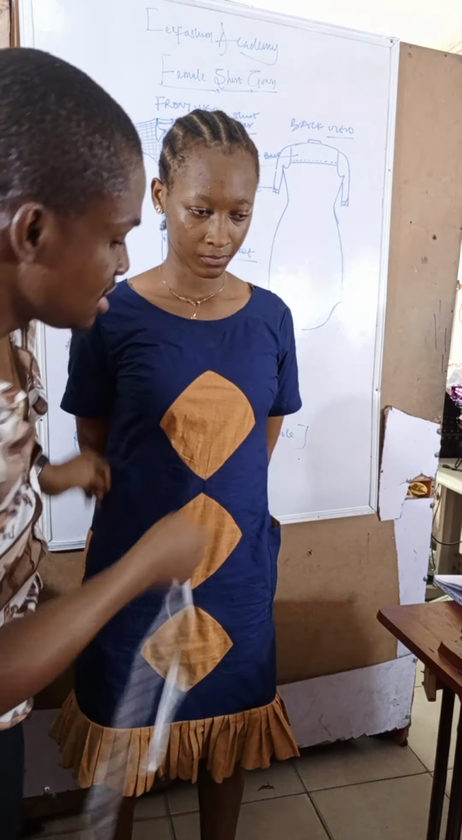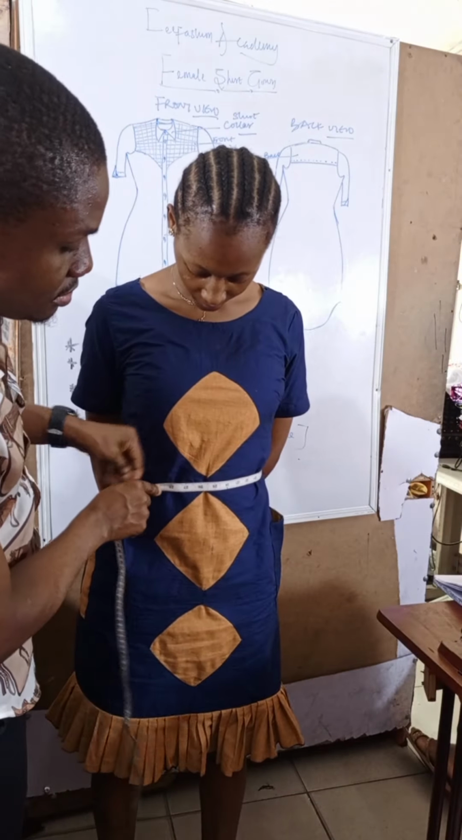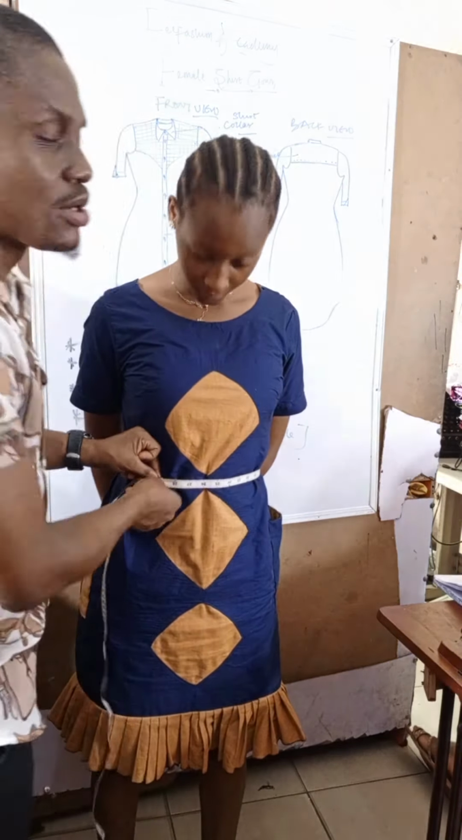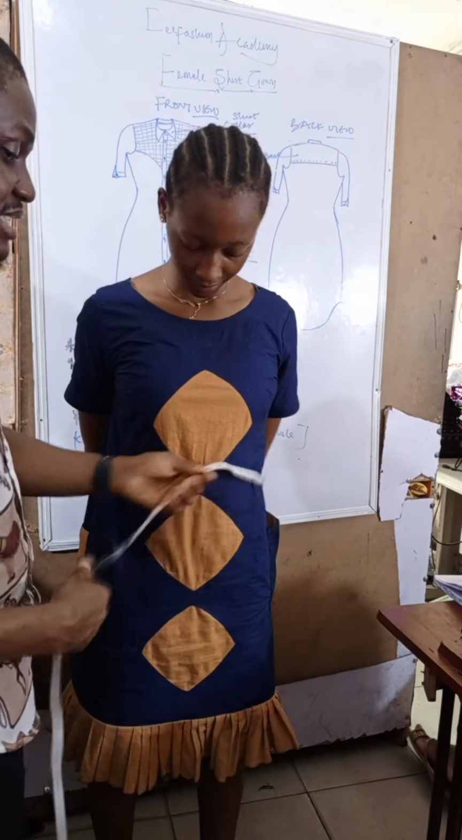So immediately, take your tape and place it around that same point. So let's say her waist circumference is 29. Do you guys understand? Okay, so that's a typical shape.